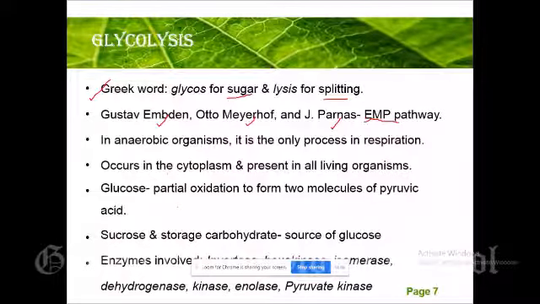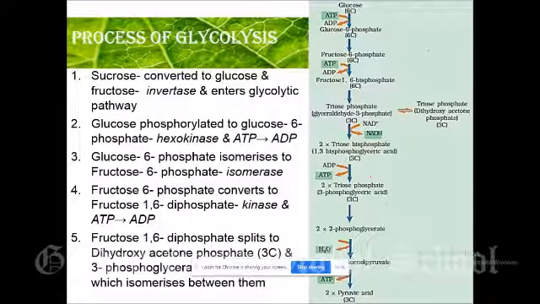And where does this glycolysis occur? It occurs in the cytoplasm, which is present in all living organisms, right? Glycolysis is the only method by which glucose is broken down, and that takes place in the cytoplasm. So here we are going to see the whole process.